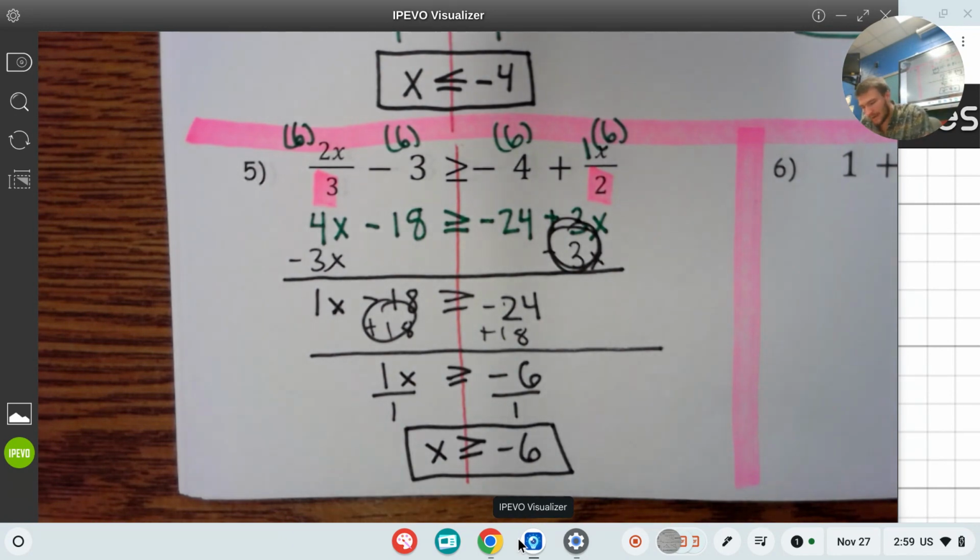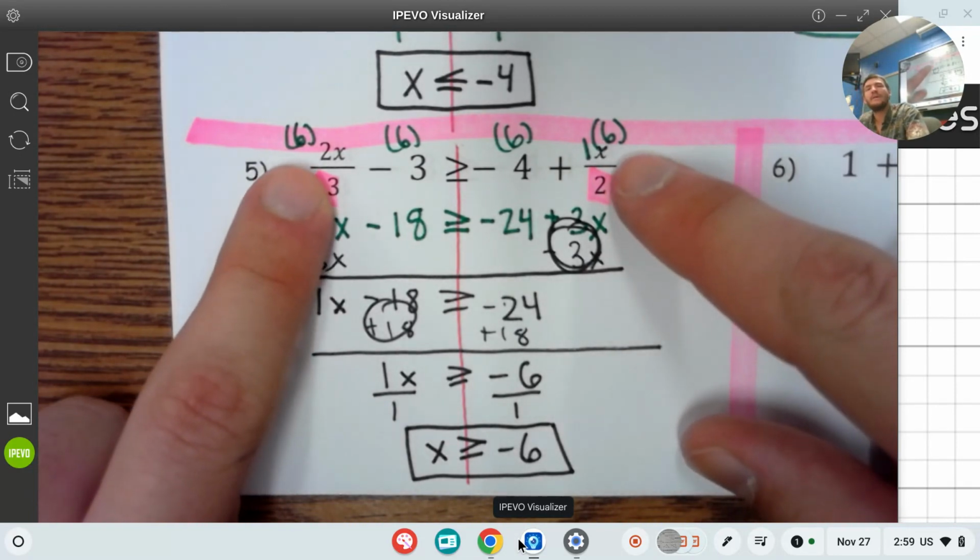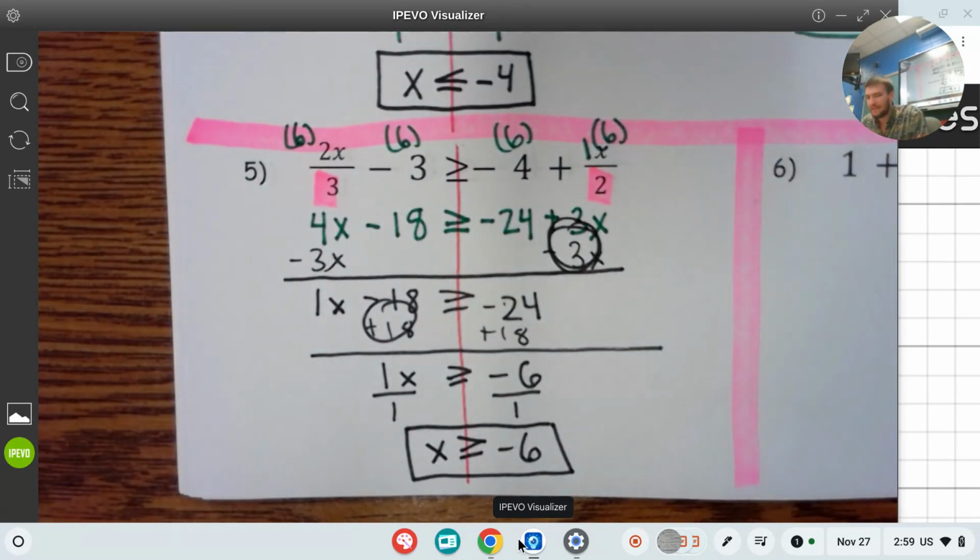It does require, take these two numbers, get the bigger one, and then you gotta use Desmos. But as long as you do that, you'll be okay.